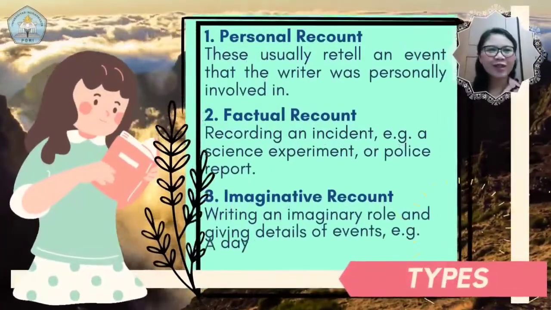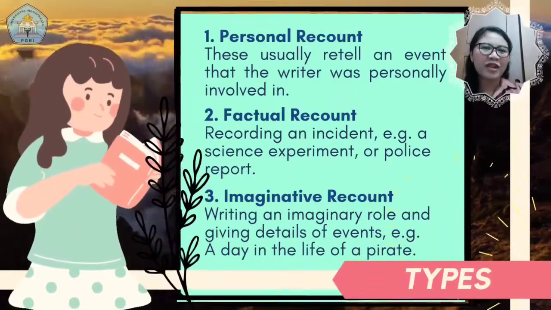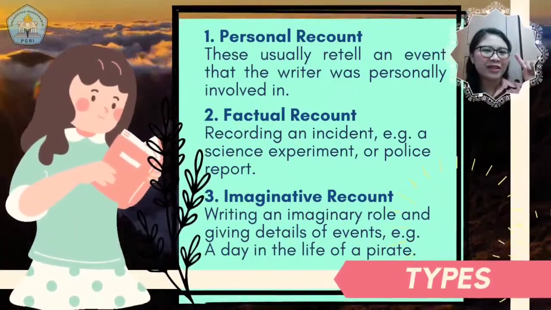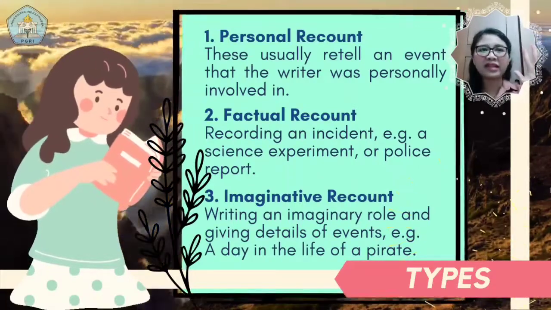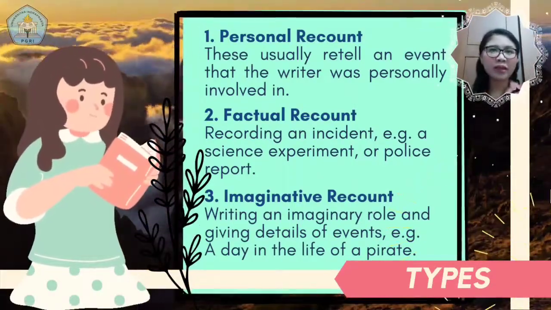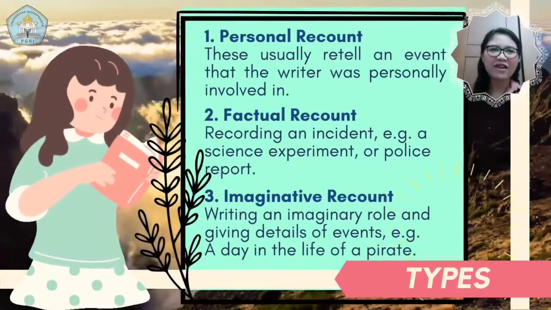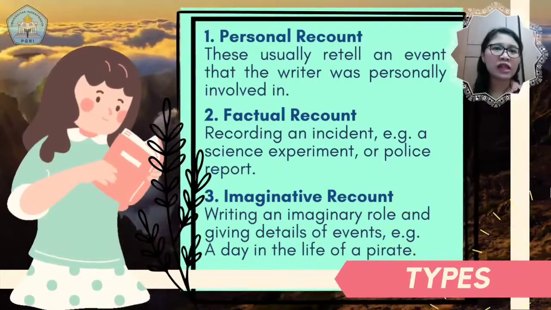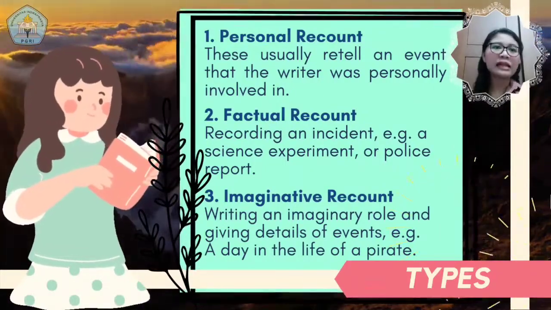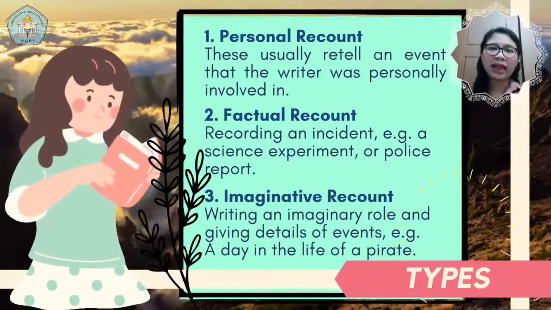Alright, I will continue to the types of recount text. Basically, there are 5 types of recount text: personal recount, factual recount, imaginative recount, procedural recount, and literary recount. But at this moment, I just want to explain the 3 main types. The first is personal recount. It retells an activity the writer has been personally involved in. Some common types of personal recount include diaries, personal letters, and so on.